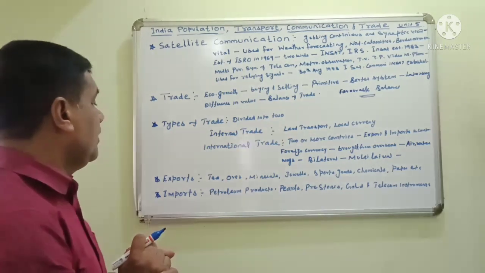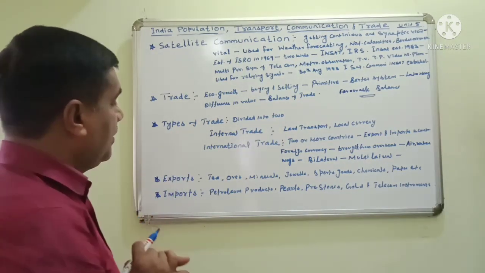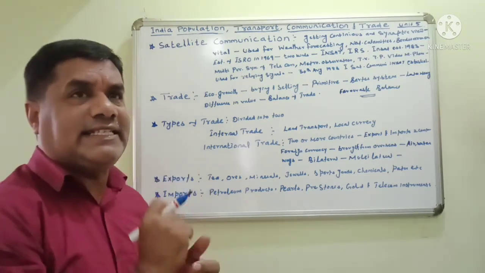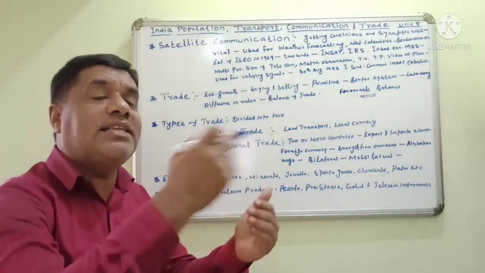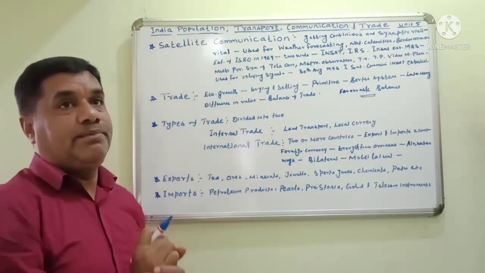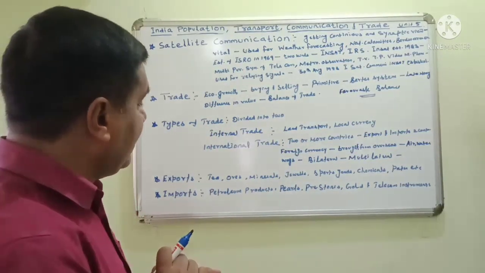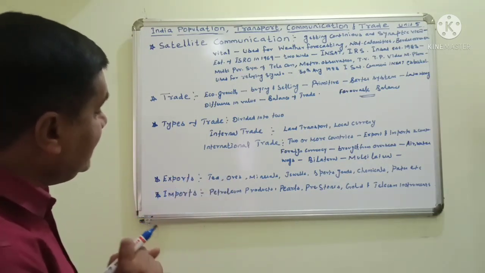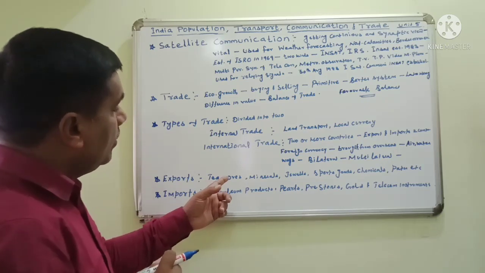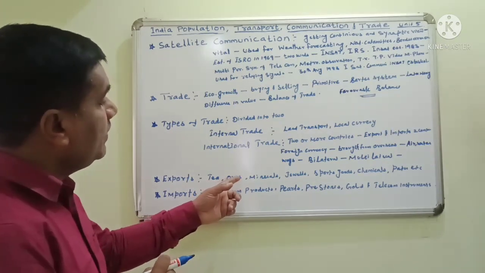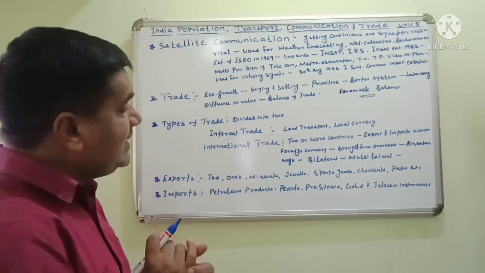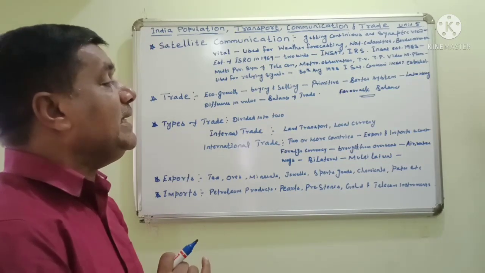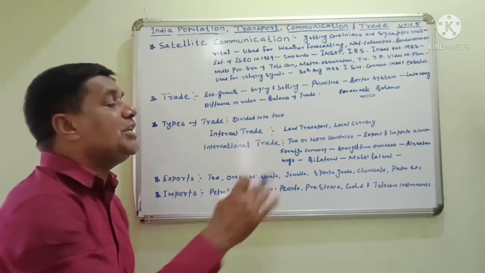Noted, students. Next, exports. In India, more and more goods and services are exported to other countries. Instead of paying, we can get other goods or money from foreign countries in exchange. Mainly the goods and services we export to other countries are tea, ores, minerals, jewels, sports goods, chemicals, paper, etc.